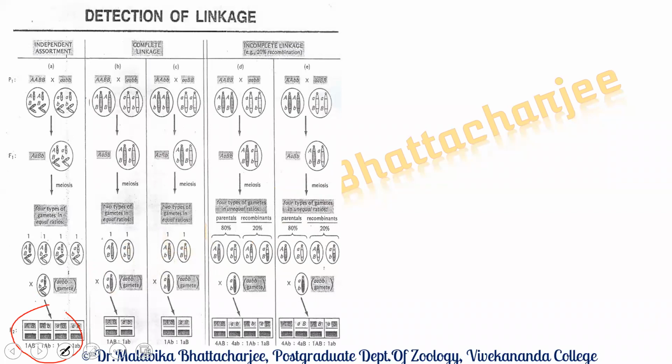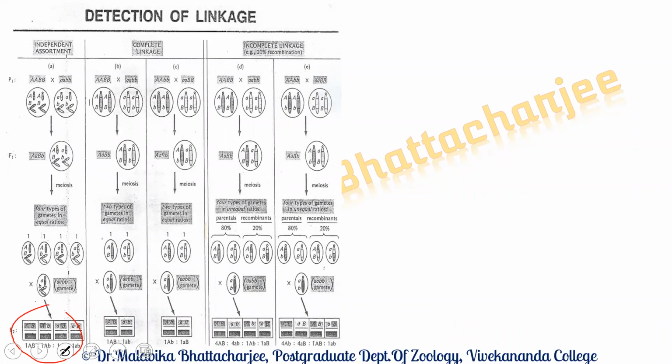So if the ratio is 1:1:1:1, you're getting 4 categories of phenotypes, and 2 categories show the parental type, similar to the parents, and 2 categories are recombinants, then we will safely assume that the 2 genes are not linked, they are being independently assorted.